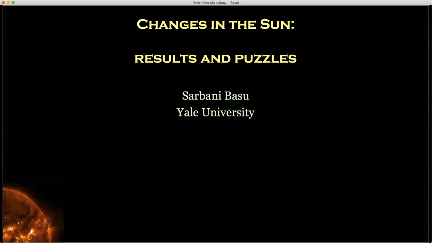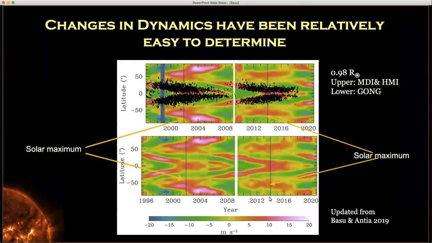Changes that we see in solar dynamics. The changes in solar dynamics are actually pretty easy to determine comparatively. What I mean by that is the signals are pretty large. And I showed this zonal flow diagram. You've seen a similar one from Jinwei at 0.98 solar radius.